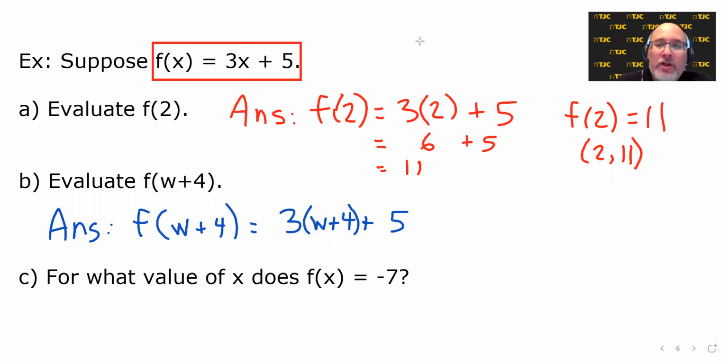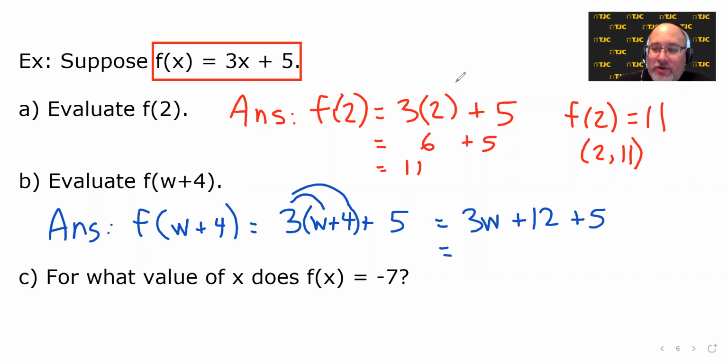Specifically in this example, notice that when I put the w plus 4 in parentheses, it was preceded by a times 3. This sets up the distributive property. This is the reason why you want to use parentheses when you substitute things into functions that are more than just single numbers. Because if there's any multiplication that preceded it, then it's going to invoke the distributive property. 3 times w is 3w. 3 times 4 is 12. And then we still have the plus 5 at the end.